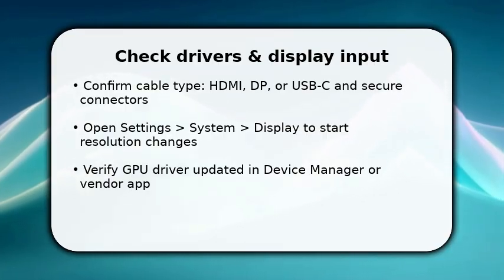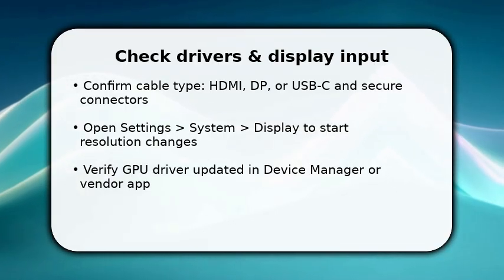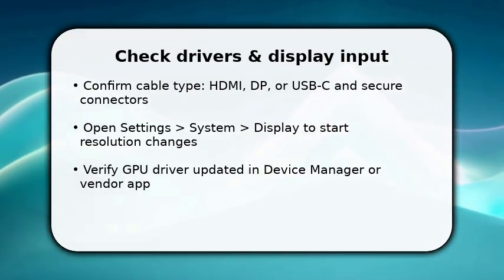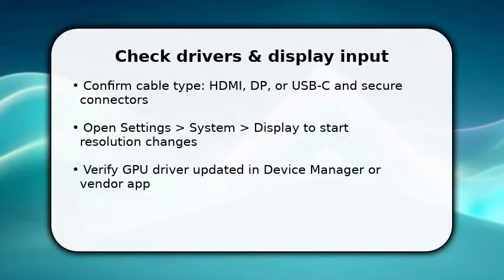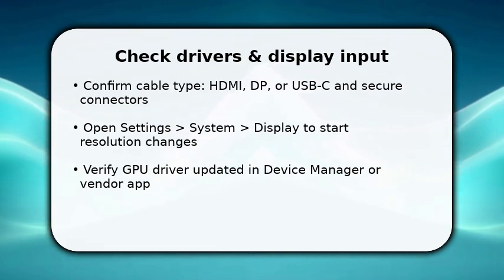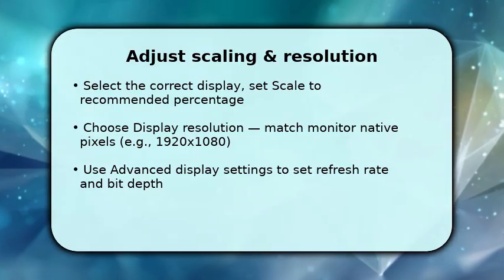If your display list looks wrong, make sure your GPU driver is current in Device Manager or your graphics vendor app. Once drivers and physical connections are verified, you will proceed to change scaling and resolution, so Windows reports the correct native pixels. Now you'll change the key settings.